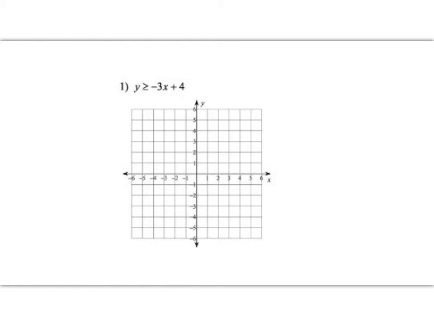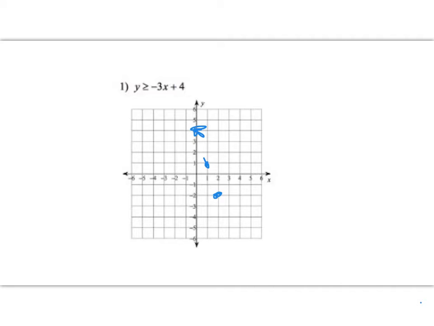So in this problem, we have y is greater than or equal to negative 3x plus 4. I'm going to show you guys how to graph it. So first, you want to graph the y-intercept, which is 4. Graph 4 right there. Then, you want to go down 3. So you go 1, 2, 3, over 1. Put a dot there. Then you go down 3 again from that point. 1, 2, 3, over 1.